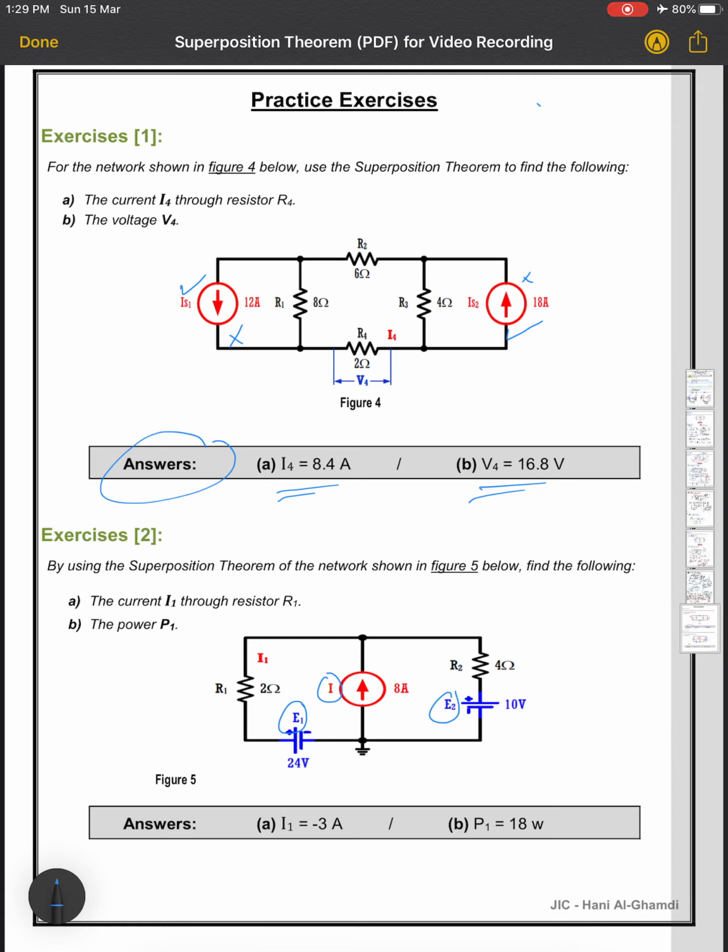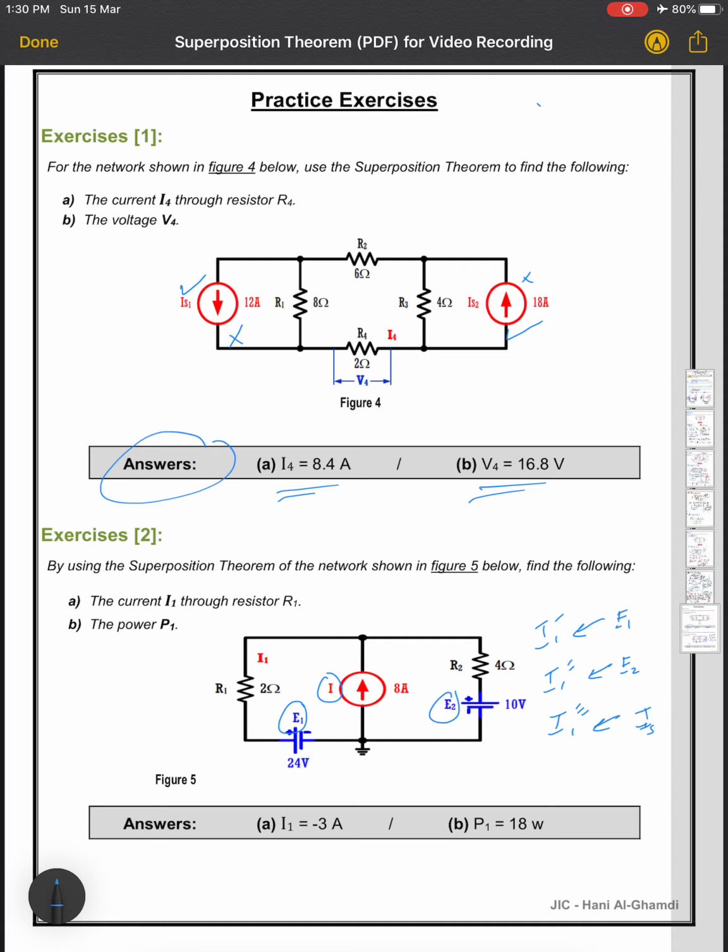So forget about P1 now. Let's find I1 prime, then find I1 double prime, then find I1 triple prime. So I1 prime, for example, let's start with E1. By using E1 we will find I1 prime. By using, for example, E2 we will find I1 double prime. By using the current source, we'll find I1 triple prime.